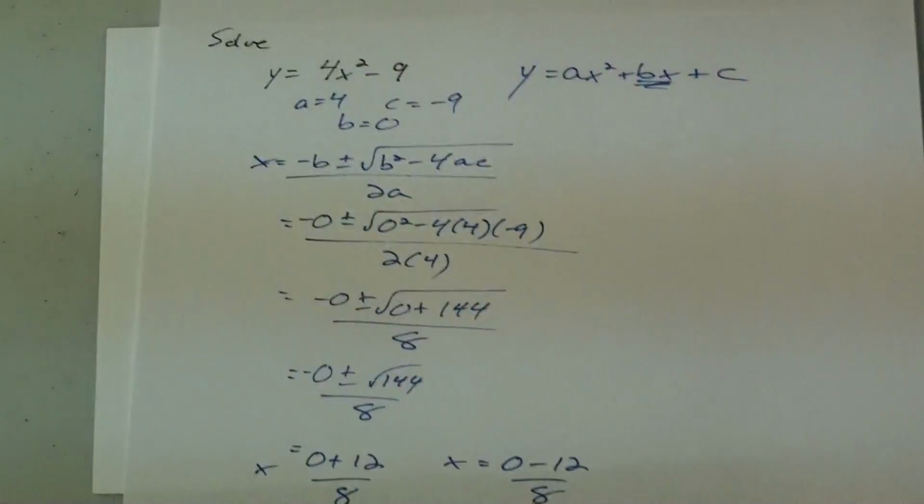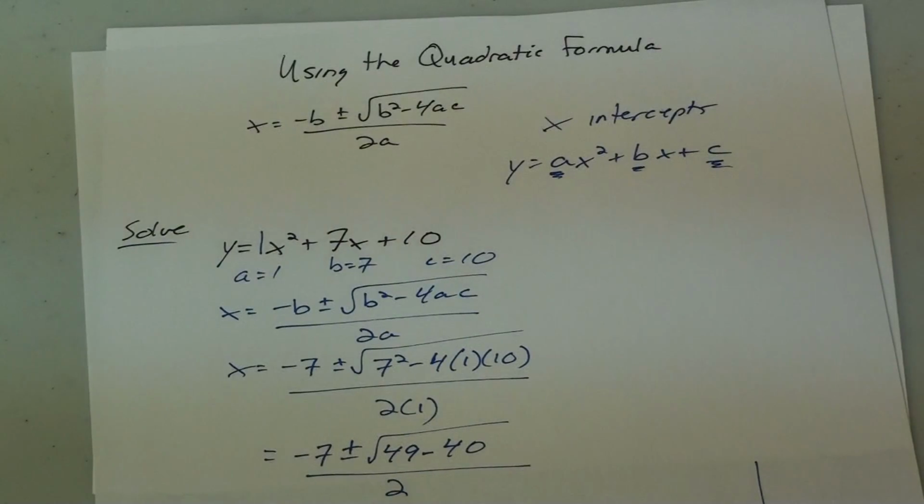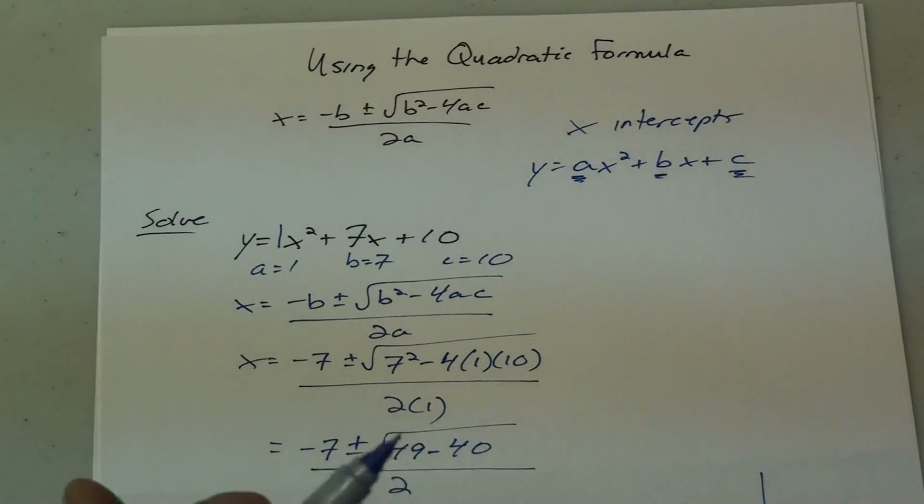So this is a short little lesson on the quadratic formula: x equals negative b plus or minus the square root of b squared minus 4ac, all over 2a. A good way to find the x-intercepts.